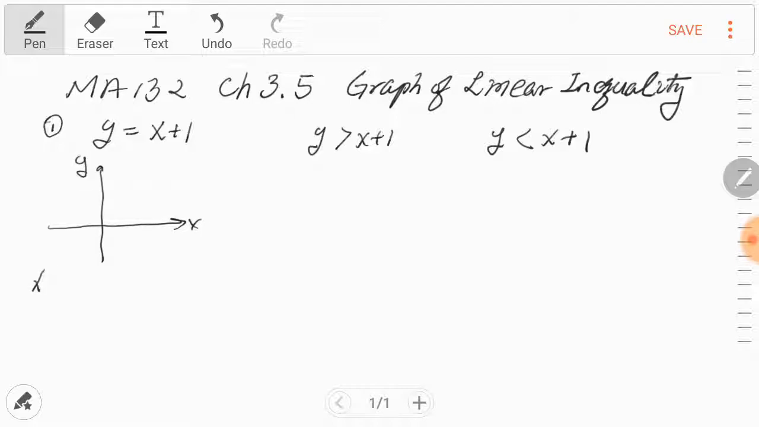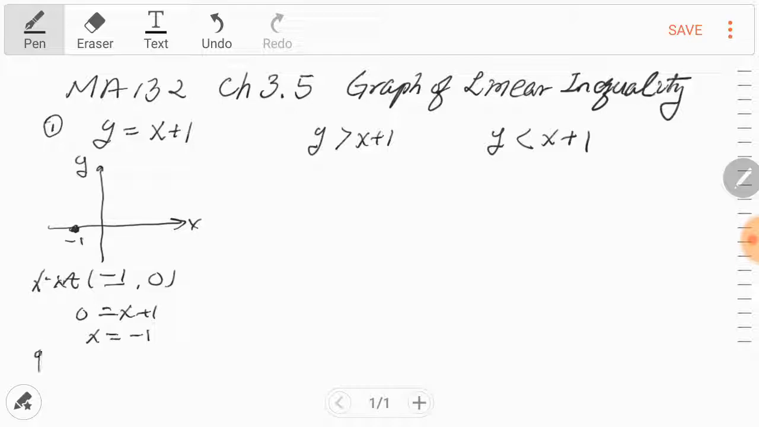Let's check the x-intercept. For the x-intercept, you set the y value equal to 0, then you get the x value. So if y equals 0, then x equals negative 1. So the x-intercept is x is negative 1, y is 0.